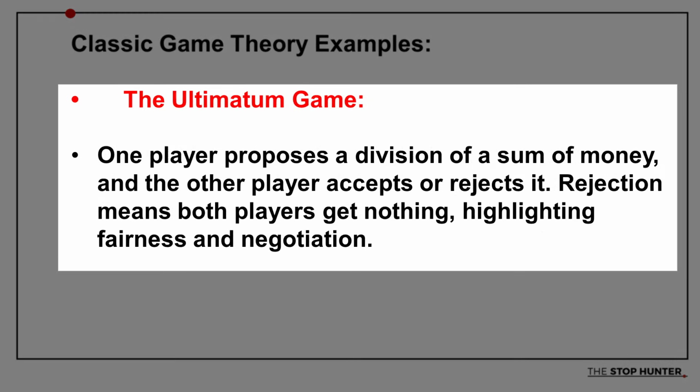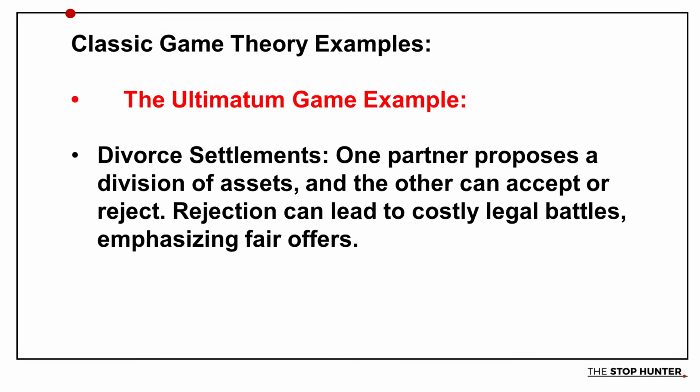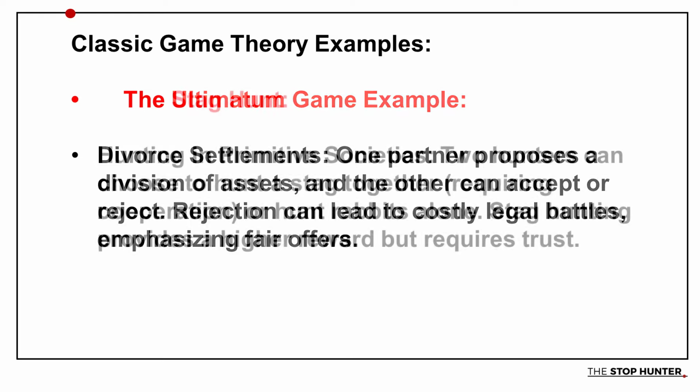Then we've got something called the ultimatum game, where one player proposes a division of a sum of money and the other player accepts or rejects it. Rejection means both players get nothing, highlighting fairness and negotiation. Here's a really obvious example of this: divorce settlements. One partner proposes a division of the assets and it's up to the other to accept, reject, or negotiate. Rejection can lead to costly legal battles, and it emphasises fair offers and, like I said, negotiation and the settlement process.